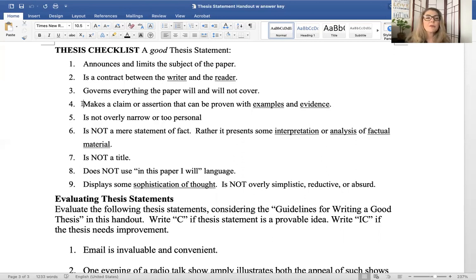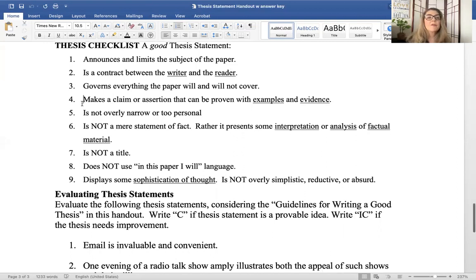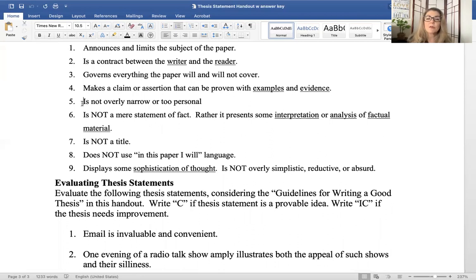All right, number 4, a good thesis statement makes a claim or assertion that can be proven with examples and evidence. Number 5, a good thesis statement is not overly narrow or too personal. And in the last video, part 1, I do point out the language in a thesis statement that makes it too personal. And I also give an example of a better thesis statement.